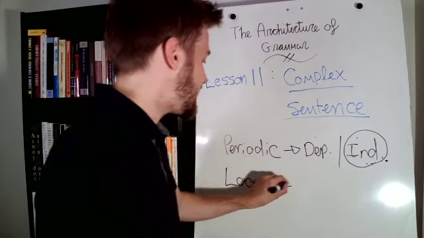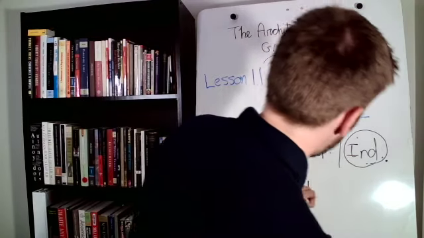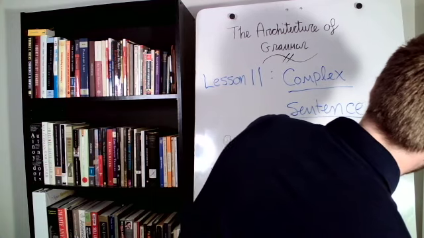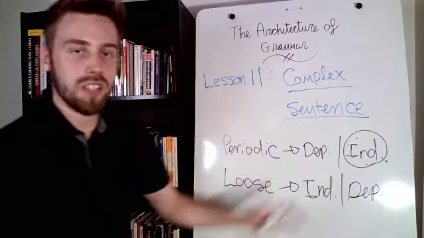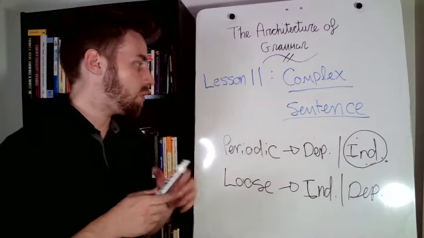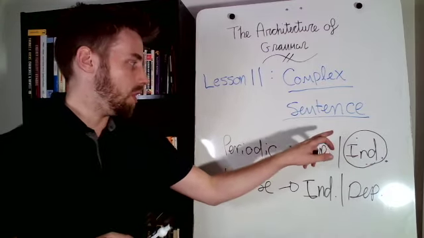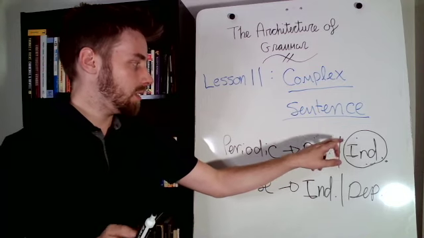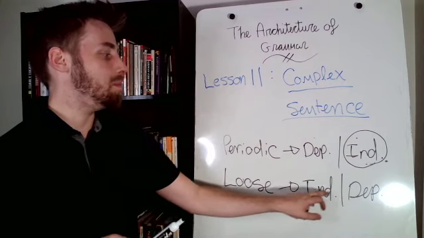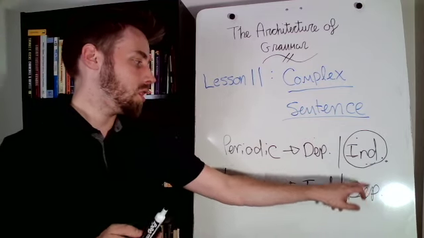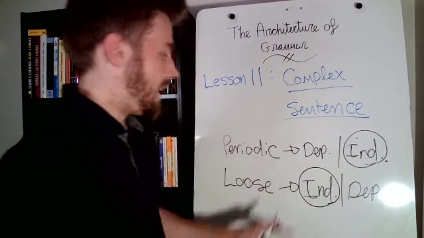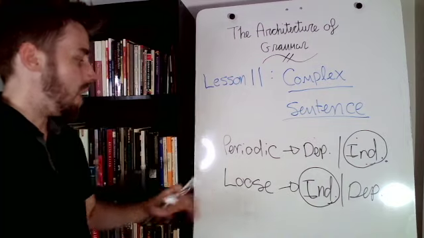Now the loose sentence is the opposite. It's independent and it has the dependent clause at the end. So for example, we said before Léandre bought the penthouse, the market crashed. So that would be the market crashed before Léandre bought the penthouse. So the independent is at the beginning and it makes the sentence a little weaker.